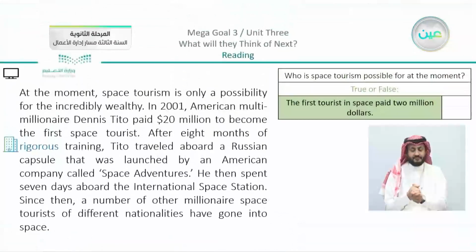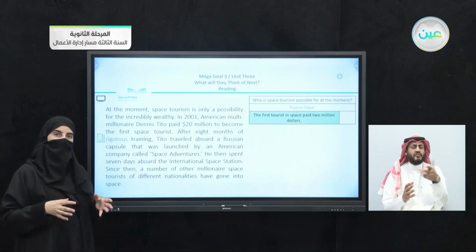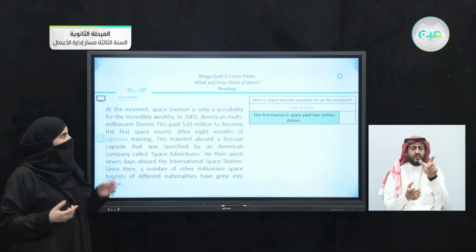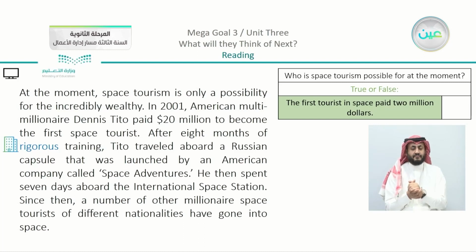Now we have here the question. Of course, we have the word rigorous in our vocabulary. The question is, who is space tourism possible for at the moment? So there are people that may go at the present time, but who are they? So the question is, who is space tourism possible for at the moment?